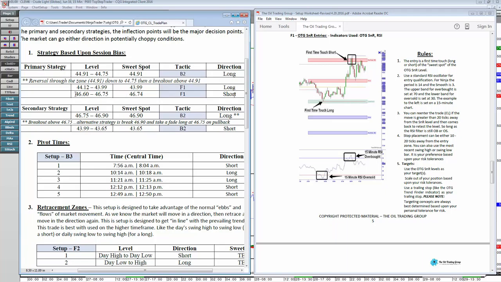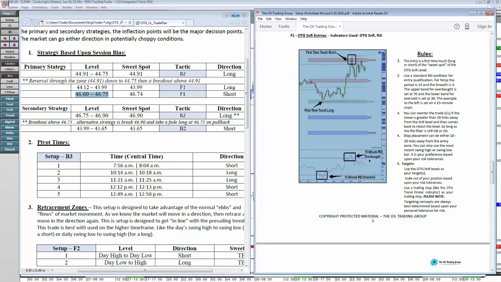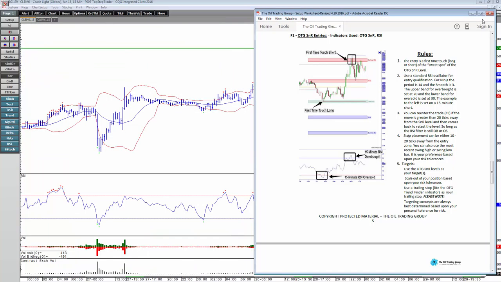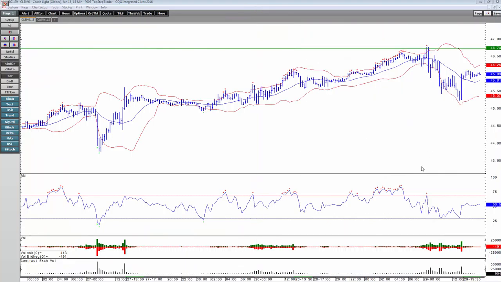level. Today, the primary strategy was 4660 to 4675. You would be looking for overbought conditions here on your tactics. That's the F1. As you rallied into that zone, 4674 would have been the sweet spot for a short. And let's see what happened here. So again, marked here on this chart, 4674.